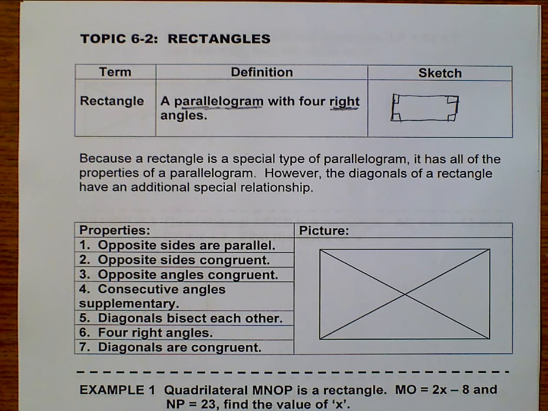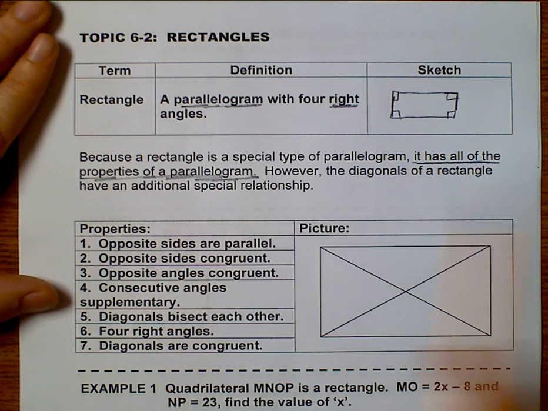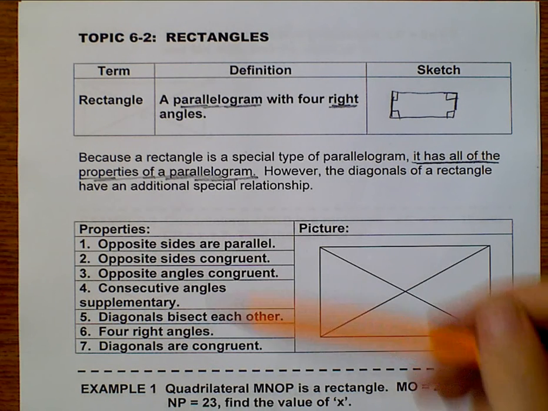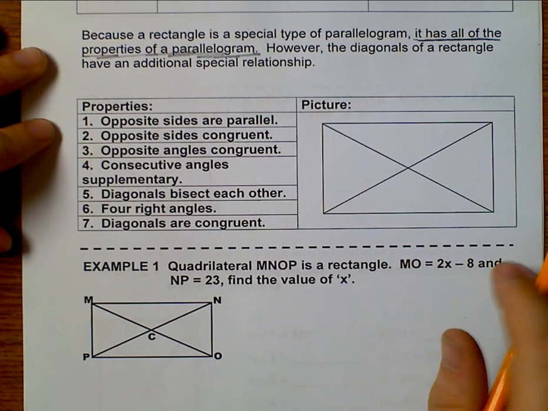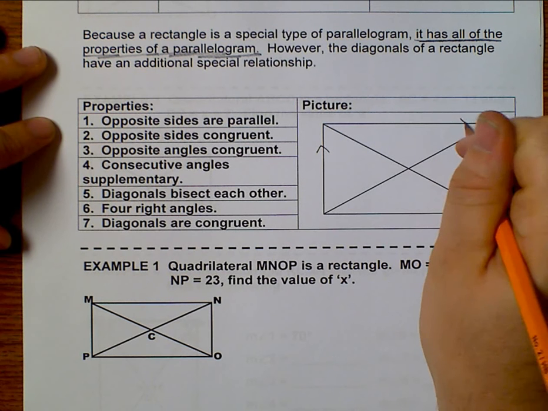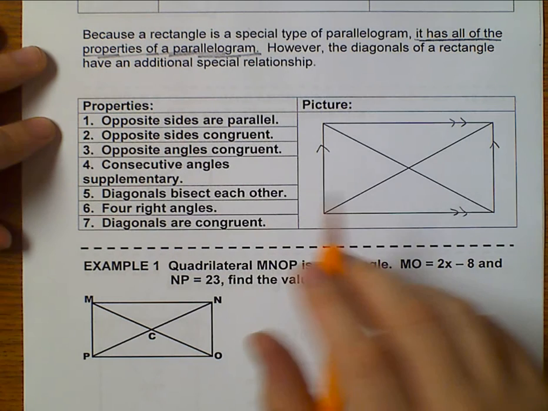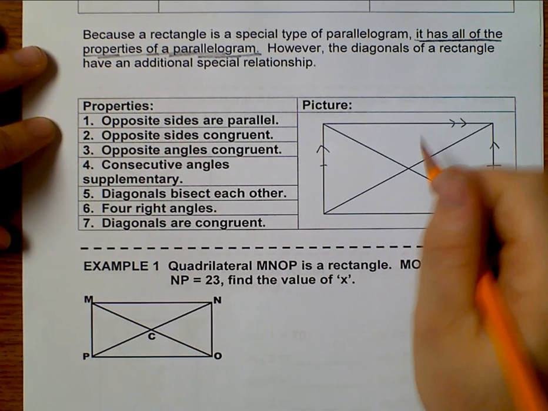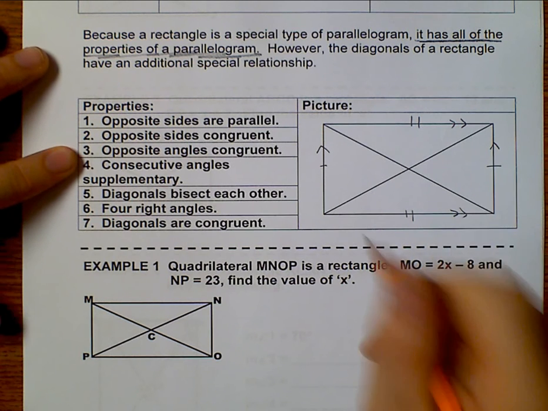Now, because it is a parallelogram, it has all the properties of parallelograms, plus these 7 properties that we have here. Well, the opposite sides are parallel. We already knew that. The opposite sides are congruent. We already knew that. Our opposite angles are congruent.